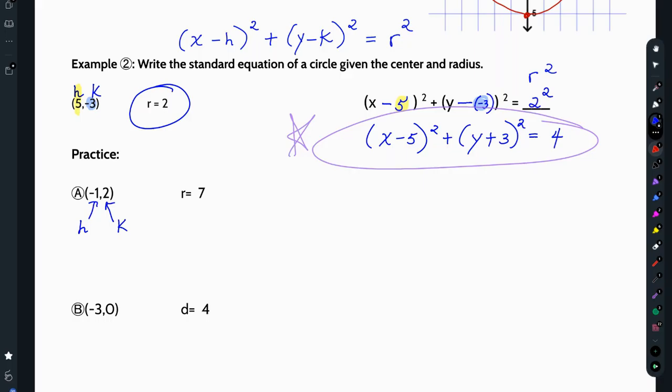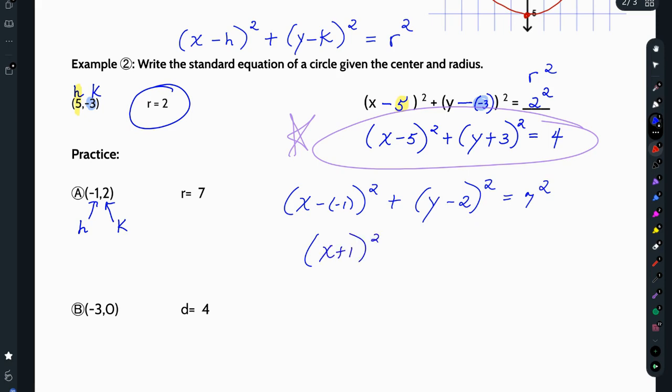So I have h is negative 1 and k is 2. So I'm going to have x minus a negative 1 squared plus y minus 2 squared equals the radius squared. Simplify it, I get x plus 1 squared plus y minus 2 squared equals 49.